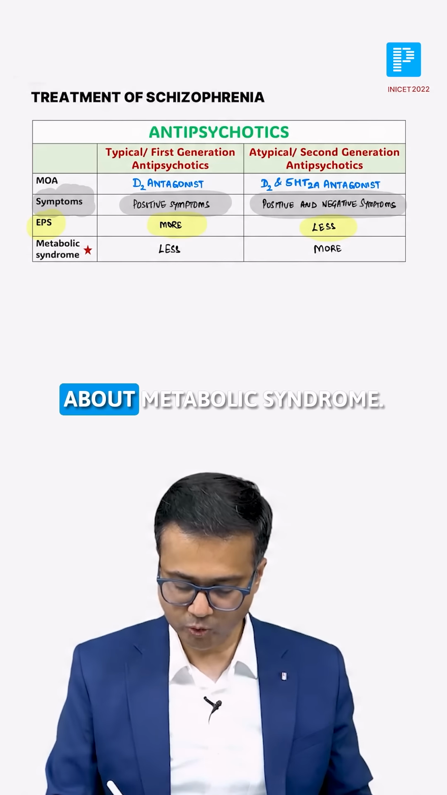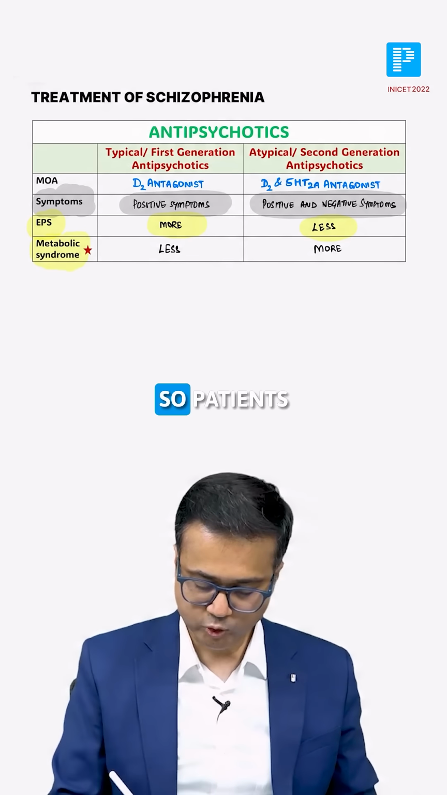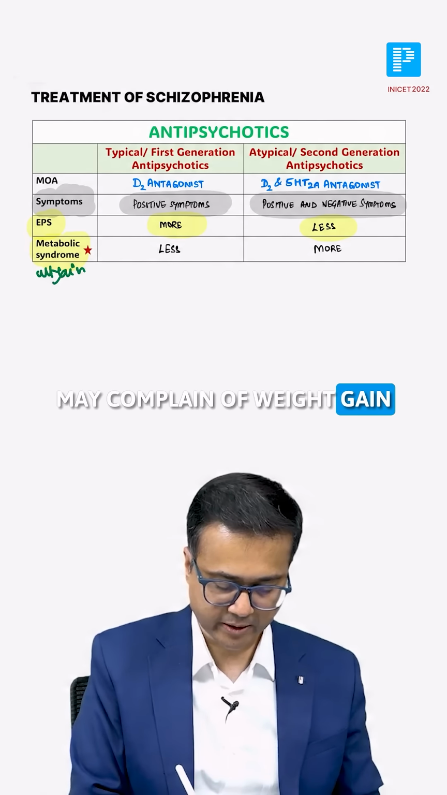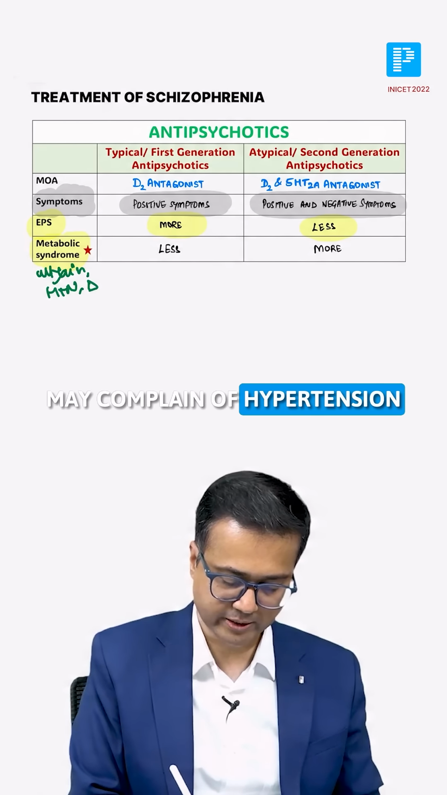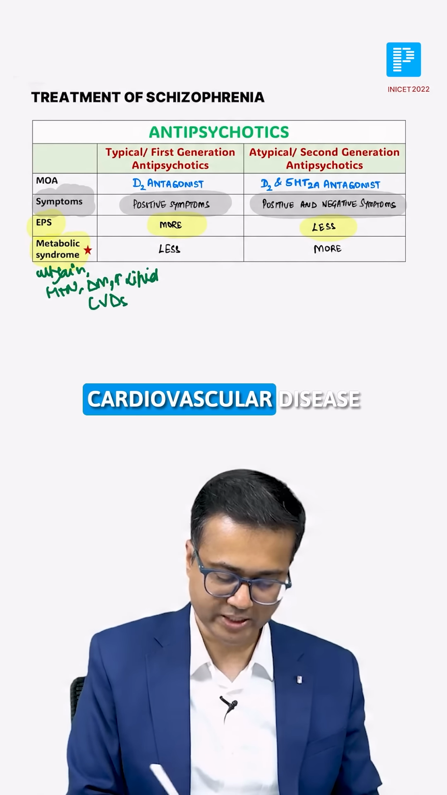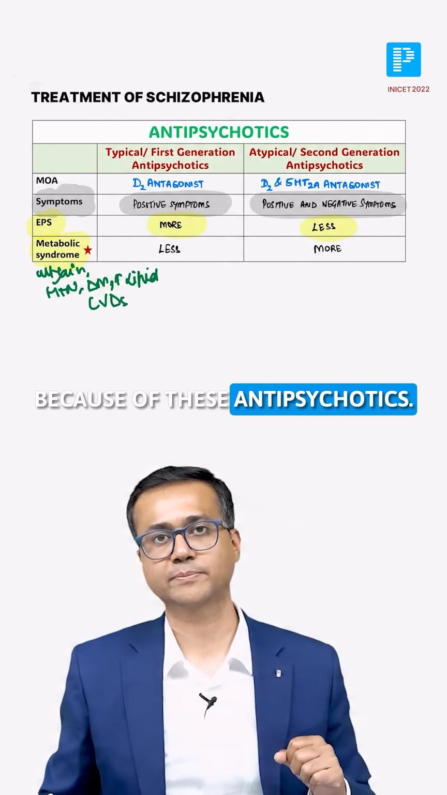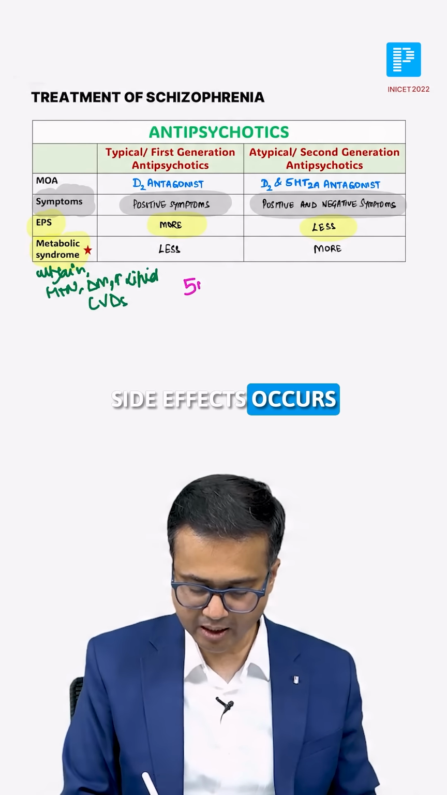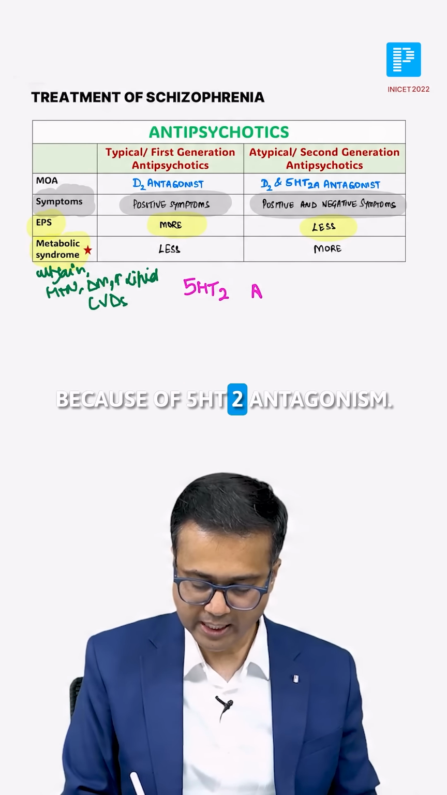Also, now let's talk about metabolic syndrome. So a patient receiving antipsychotics may complain of weight gain, may complain of hypertension, diabetes, or dyslipidemia, or may develop cardiovascular disease because of these antipsychotics. Now remember, the metabolic syndrome or metabolic side effects occur because of 5-HT2 antagonism.